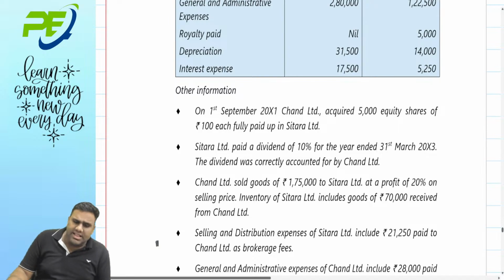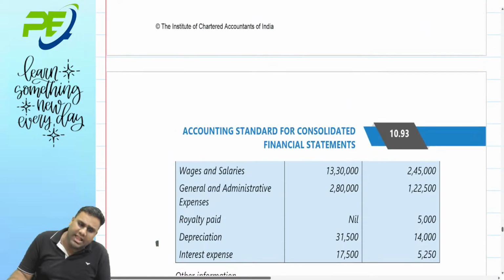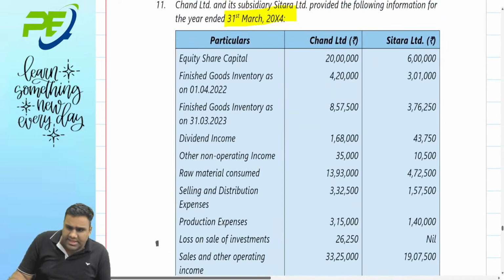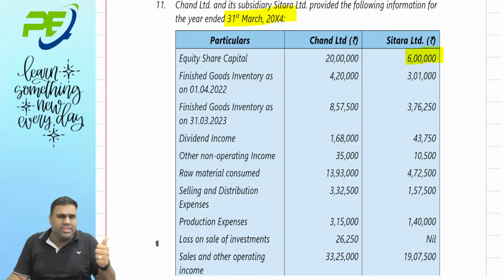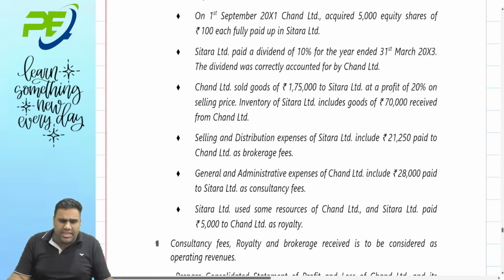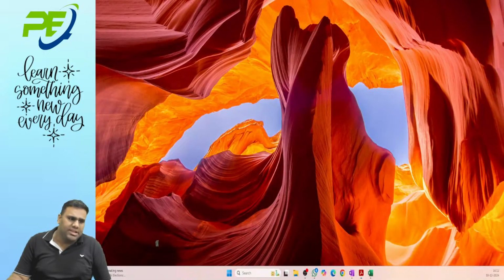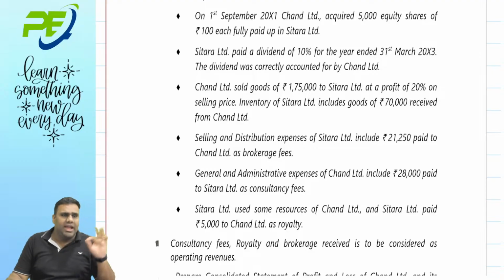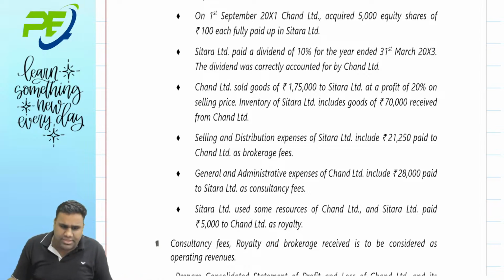On 1st September, Chand Limited acquired 5,000 equity shares of 100 each, fully paid up in Sitara Limited. Sitara Limited, how many shares? 6 lakh. I am assuming face value as 100, so 6,000 shares. Out of 6,000, they have taken 5,000. So 5,000 by 6,000 is 83.33%. Again, a weird calculation, but we can have it as 5 by 6.